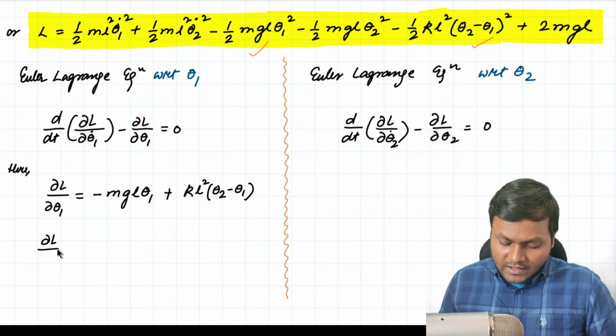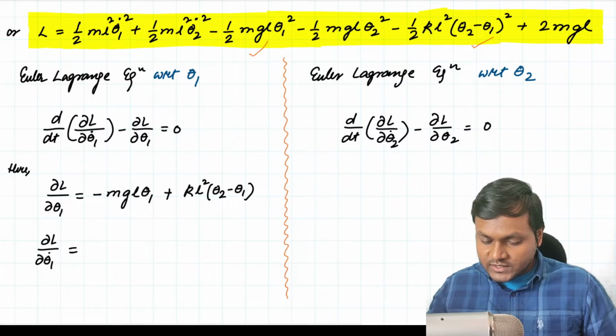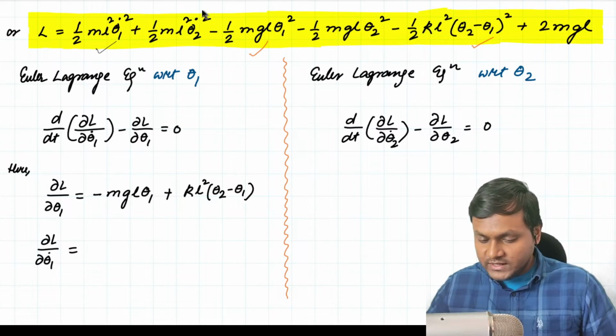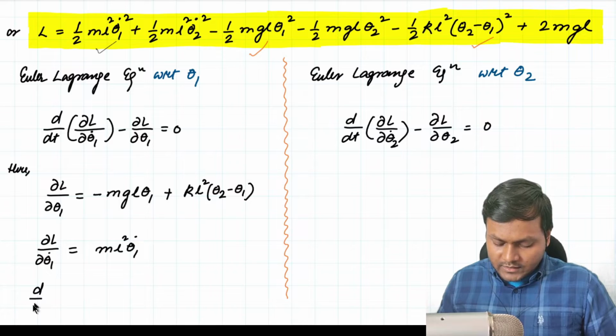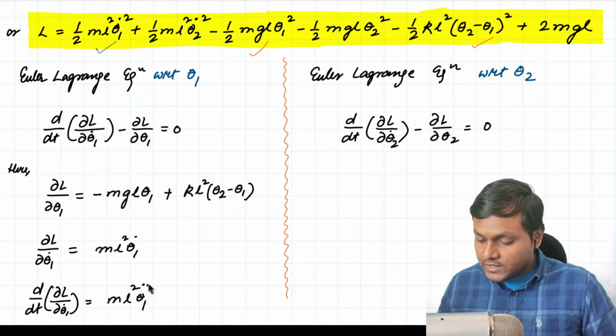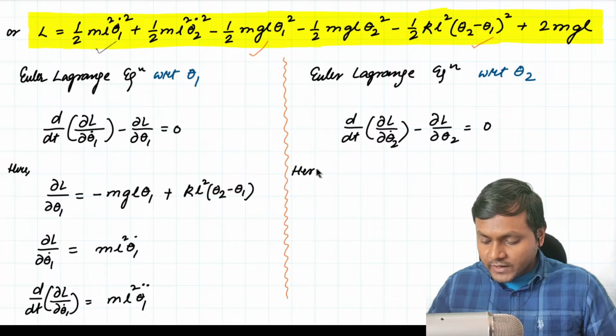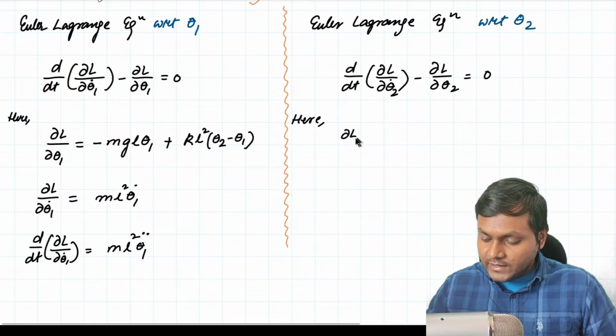Similarly, you will have ∂L/∂θ1-dot. So how many terms are there for theta 1 dot? This term is there, that's it. From here, you should get mL² θ1-dot. And the time derivative of ∂L/∂θ1-dot is equal to mL² θ1 double dot.